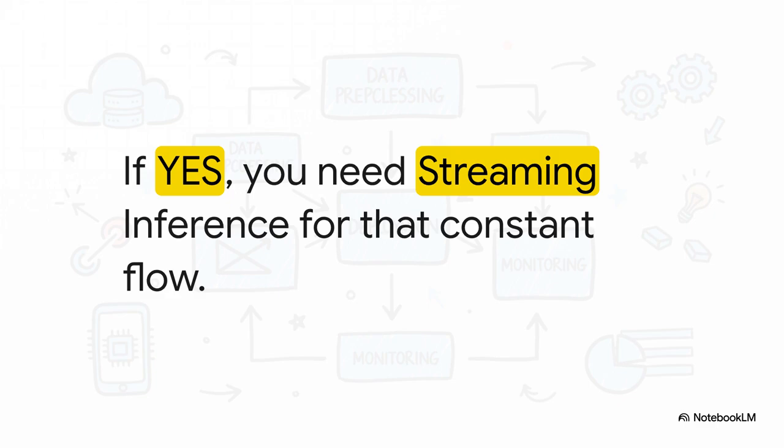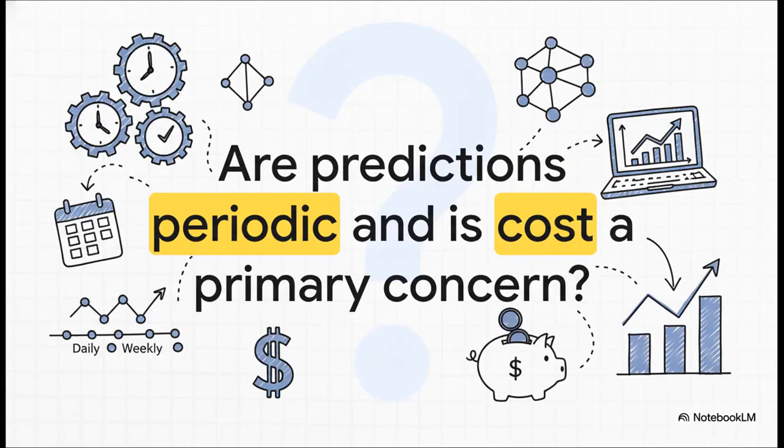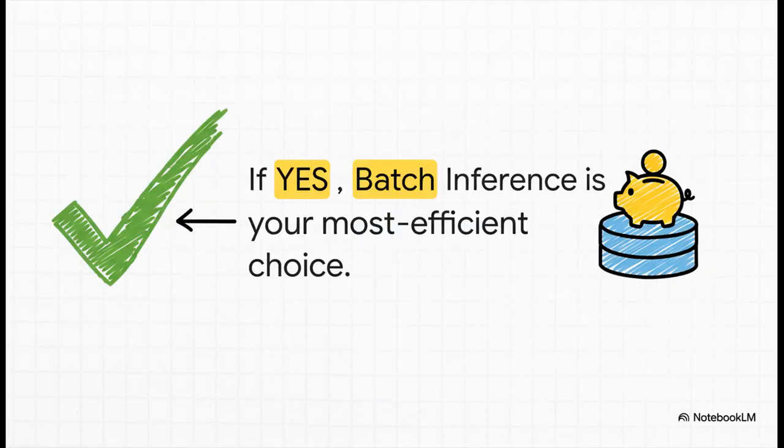And finally, if it's not directly user-facing and it's not a continuous stream, then you ask yourself the last question. Are you just running predictions on a fixed schedule, say once a day or once a week? And is keeping that cloud bill as low as possible a major priority for you? If that's your scenario, then batch inference is your new best friend. It's designed specifically to spin up a bunch of resources, chew through a massive amount of data super efficiently, and then just spin right back down. It is by far the most cost-effective way to handle those large-scale, non-urgent jobs.